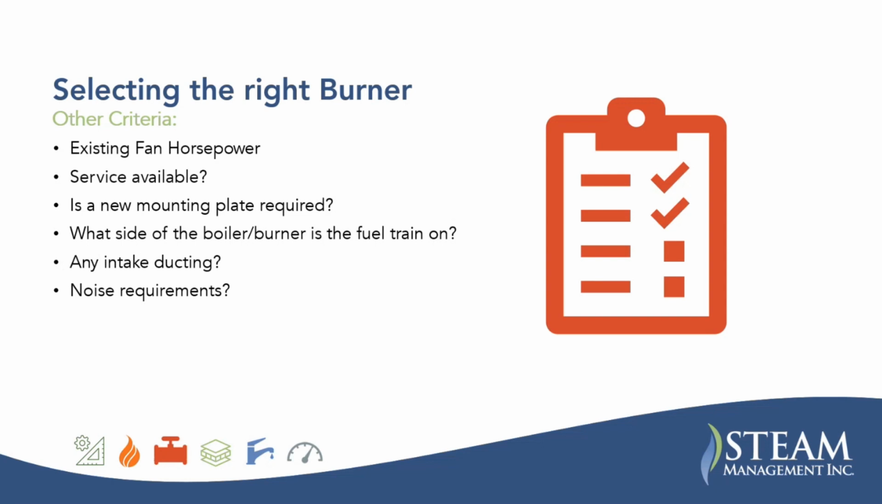Is there any intake ducting? You need to account for the inlet pressure drop, as well as ambient air temperature. If you're pulling air from the room, your temperature is going to be a little more consistent. If you're pulling it from outside, you're going to have bigger swings in combustion air temperature. And then finally, are there any noise requirements? A typical requirement is 85 or below 85 decibels at 3 feet. Combustion air fans can easily exceed that, and so sometimes require an inlet silencer. So that's another thing to consider.